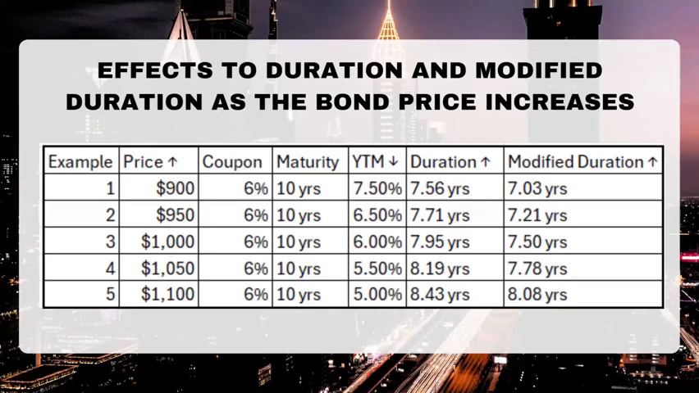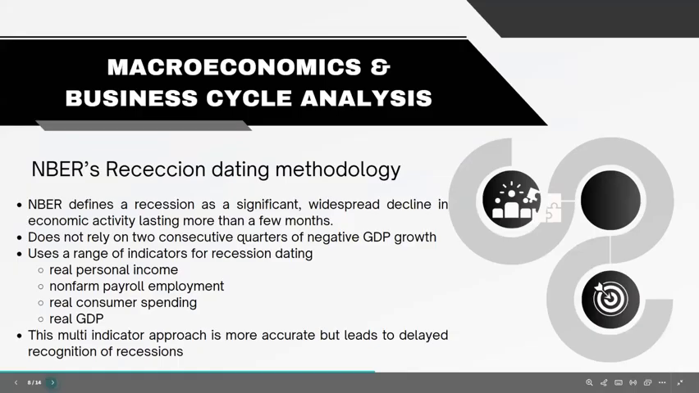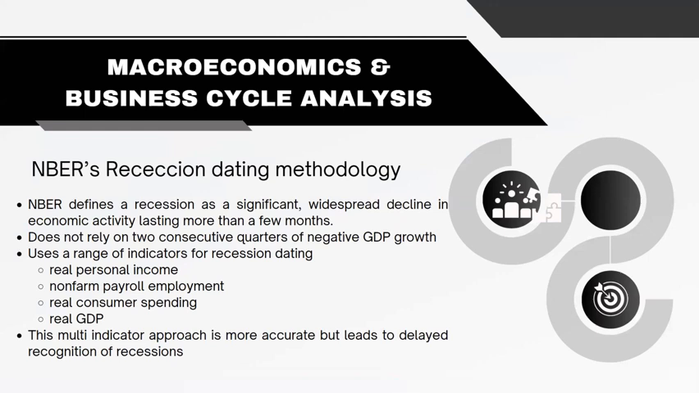Macroeconomics and business cycle analysis. NBER's recession dating methodology. The National Bureau of Economic Research, or NBER for short, defines a recession as a significant decline in economic activity across the economy, which tends to last longer than a few months. NBER, unlike relying solely on the common rule of 2 consecutive quarters of negative GDP growth, uses a broader range of indicators. These can include real personal income, non-farm payroll employment, real consumer spending, industrial production, and real GDP.